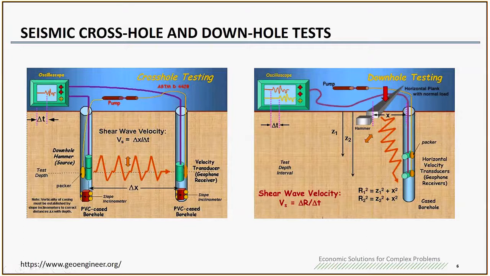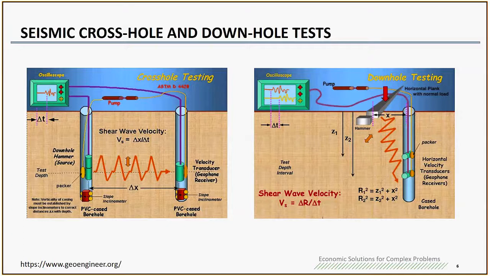But the issue is that this test is very expensive. Based on the ASTM requirement, you need to drill not 2 holes, but 3 holes for this test. Basically, you drill a third hole here and use it as a backup to double check the shear wave velocity calculation is correct. So it's very costly because drilling holes costs a lot of money.